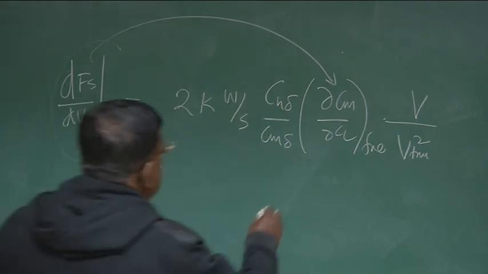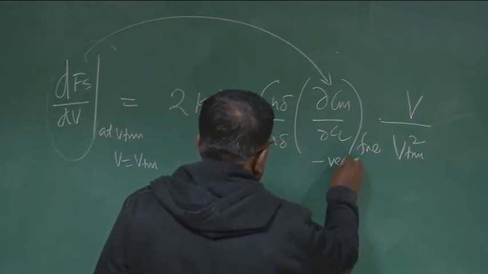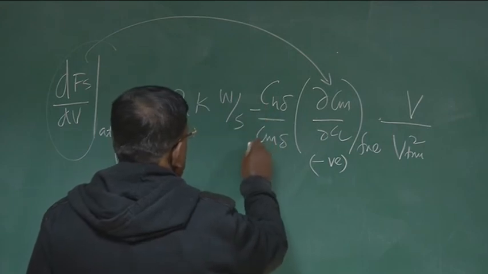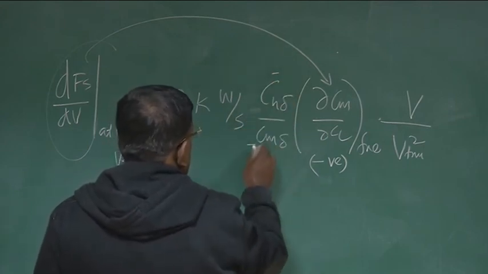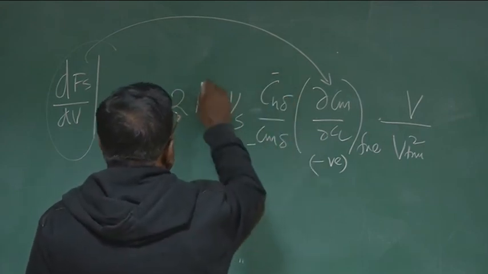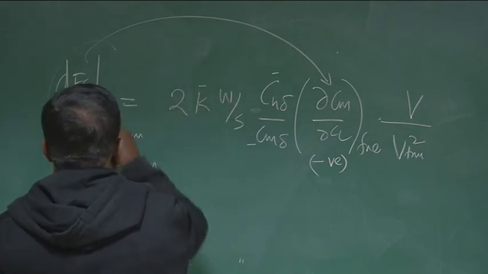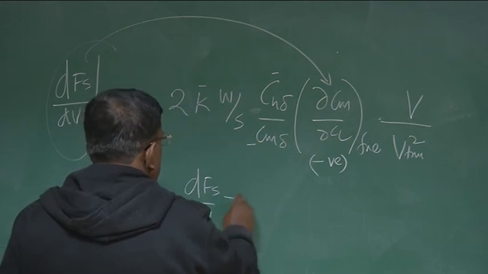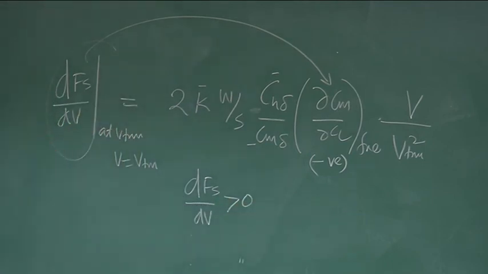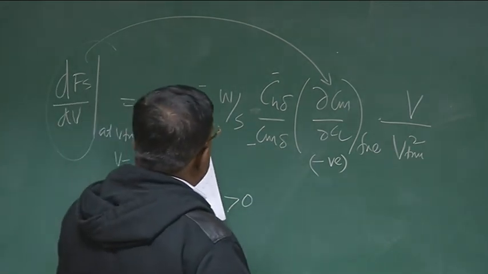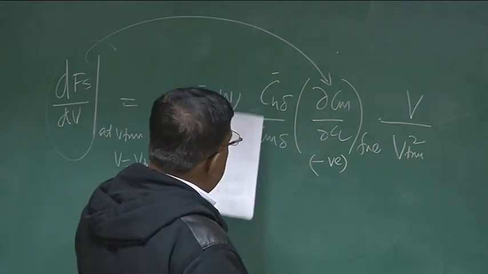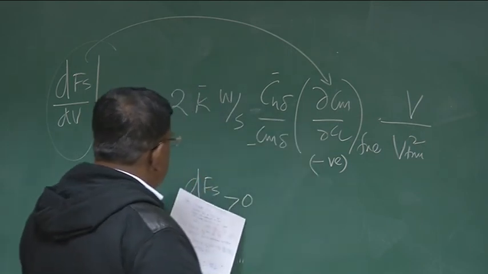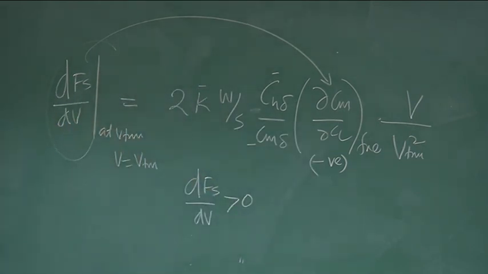If you see here, this is the sign, it's negative, this is negative, this is negative, okay? So this becomes positive, this is negative here, k is negative. So actually, dFs by dV by this expression becomes greater than 0. Is it clear? Please understand that k is minus, this is minus, this is minus, and this is minus. Now, I will plot this in a different manner.